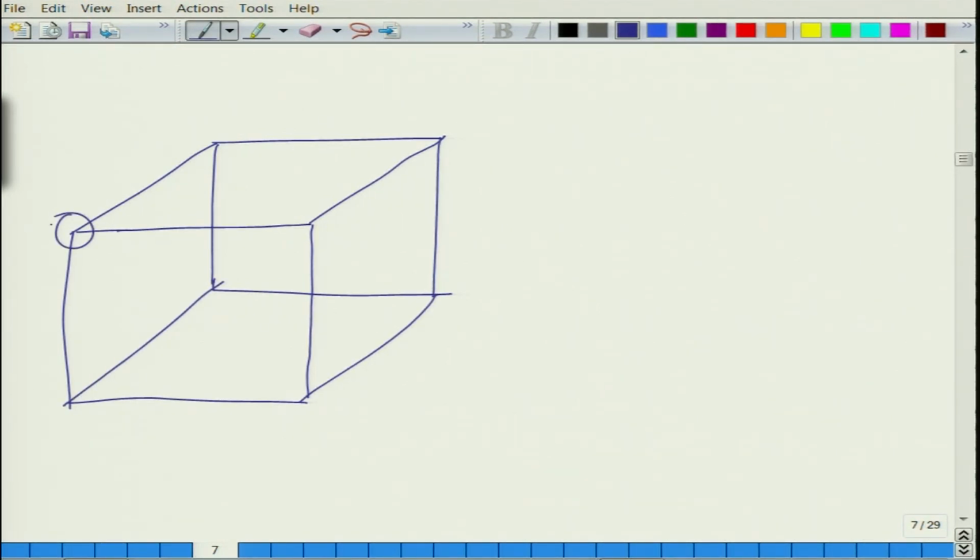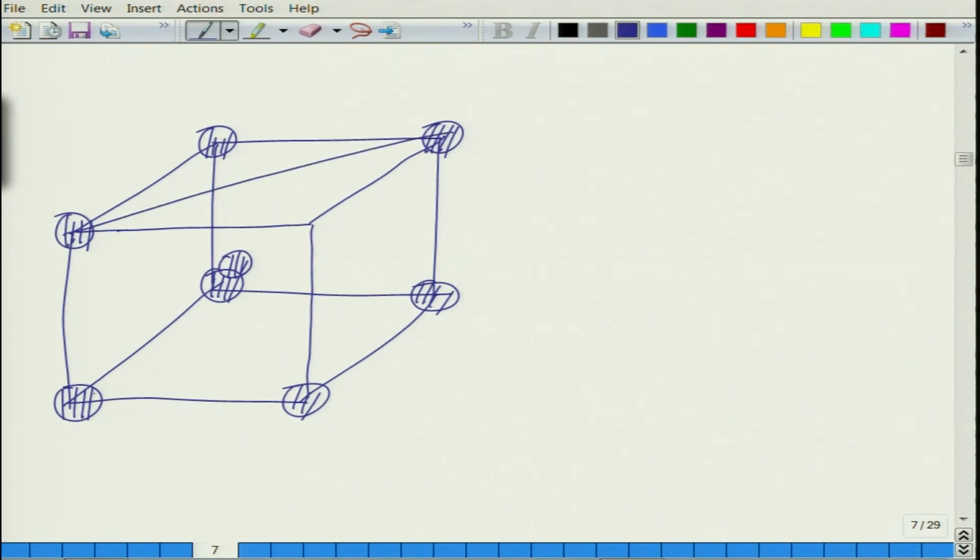So, this is your atom, one at the center somewhere here. Now, this is the 110 plane. So, this is the first plane, 110, right. Let us say this is x, y, and this is z.